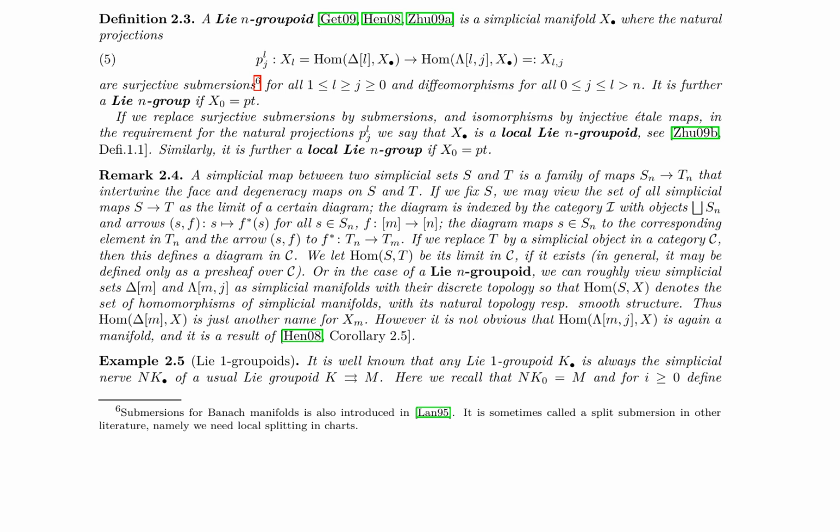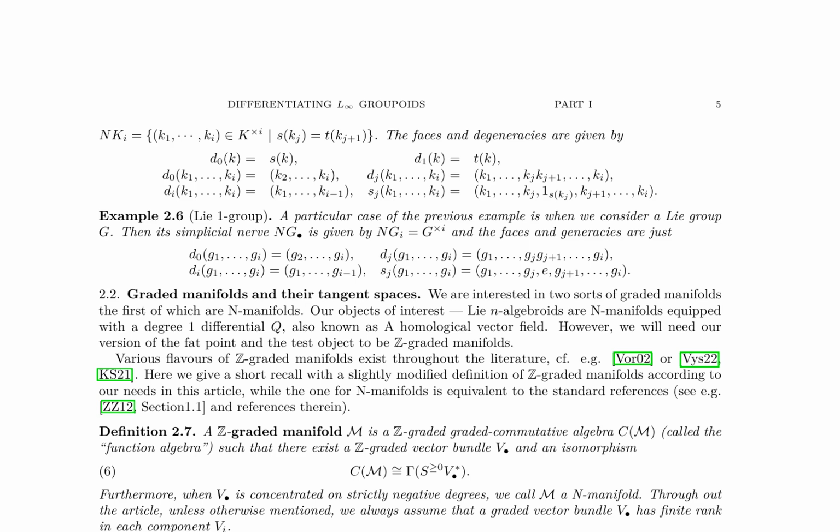The example of a Lie 1-groupoid K is provided, which is the simplicial nerve of a usual Lie groupoid K ⇉ M. L-infinity groupoids, particularly those associated with Lie groups, are explored through their simplicial nerve. This framework leads to the concept of graded manifolds, encompassing both manifolds and Z-graded manifolds. The tangent spaces of these graded manifolds are examined in detail, highlighting their connections to differential forms and vector bundles.